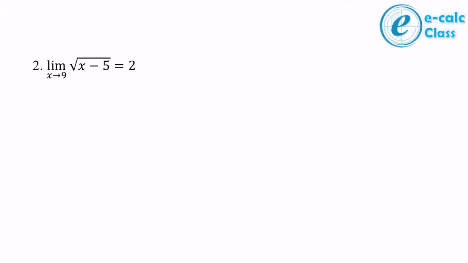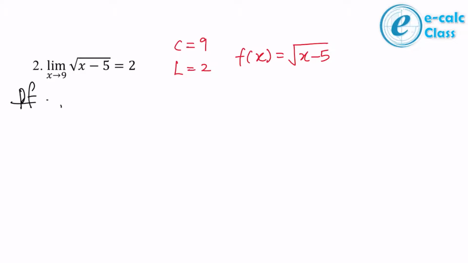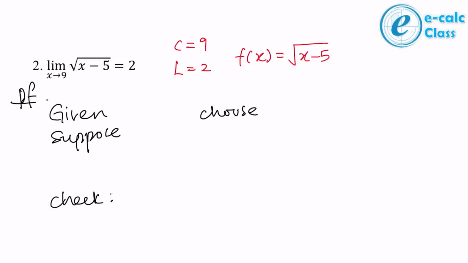Oh, we have a square root. So again, the first thing is to determine your c, your L, and your f(x). Then later on, just fill in the blanks. Proof. Given. Choose. Suppose. Then check. Maybe we need more space later.